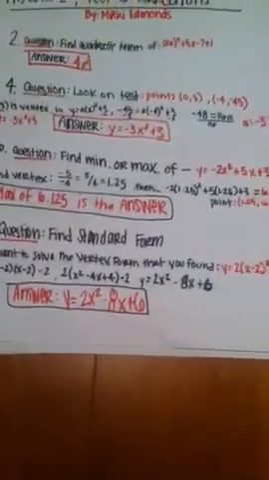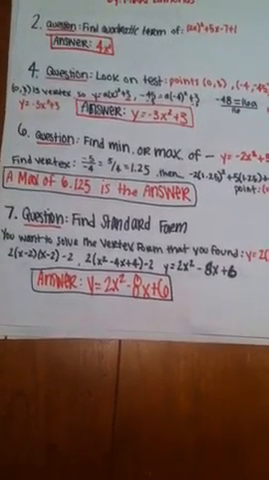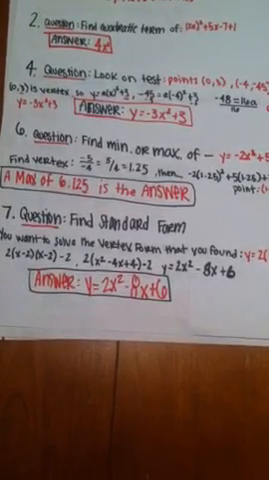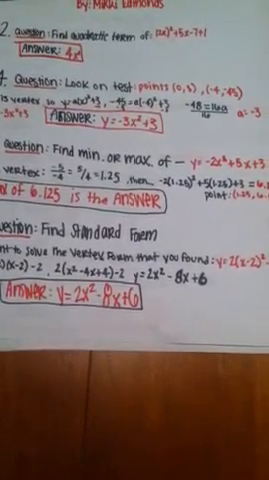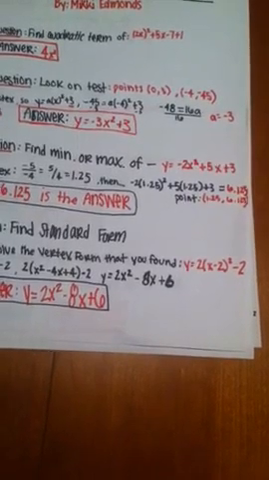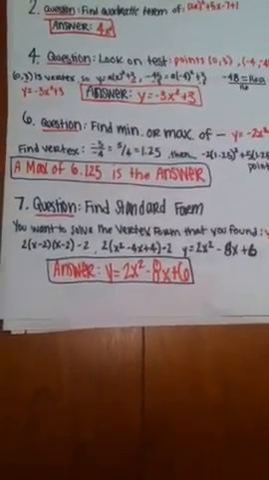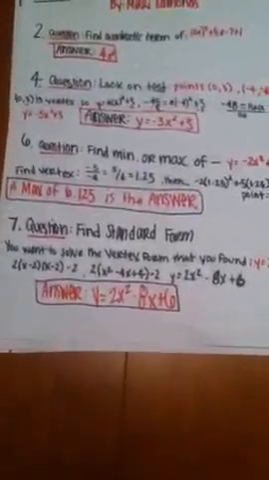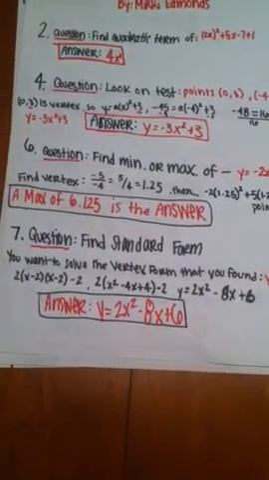The next question I got wrong is number 7, and first you had to find the vertex form of the equation, and then you had to find the standard form, and in the standard form I accidentally just simplified wrong when I used the vertex form to find it.